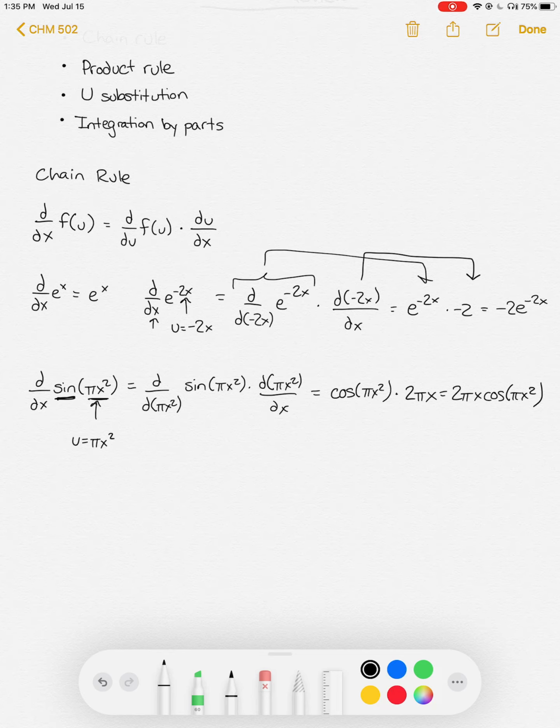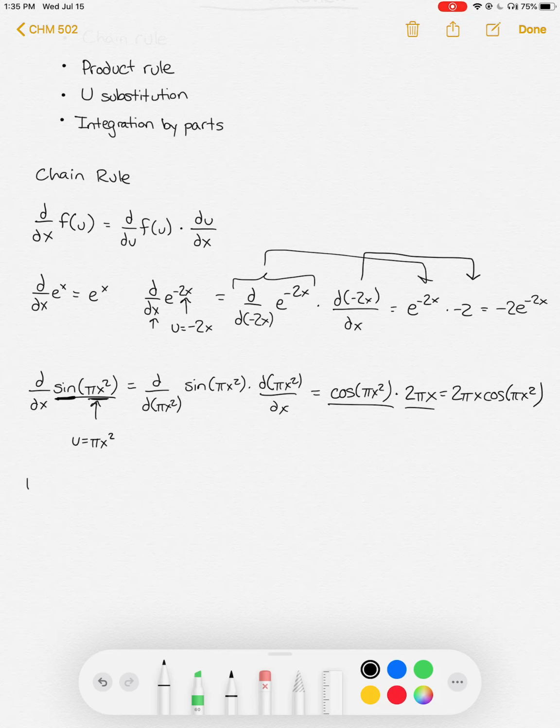So when you're doing the derivative of something like this, we can simply take the derivative of the outside, leaving the inside alone. So we take sine of pi x squared, and that gives us cosine of pi x squared. And then we multiply that by the derivative of the inside. And that's a simple way to think about the chain rule. So take the derivative of the outside function, leaving the inside alone, and then multiply that by the derivative of the inside function.